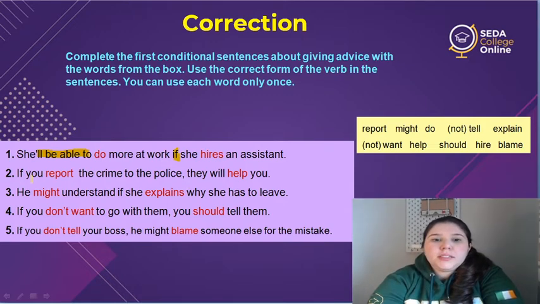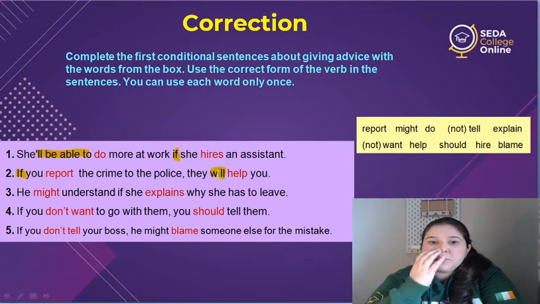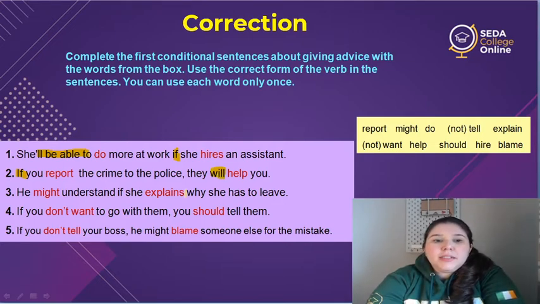If you report the crime to the police, they will help you. So if clause with present simple, will help you. He might understand if she explains why she has to leave. So might here is our indication of future time, and here if plus present simple explains.